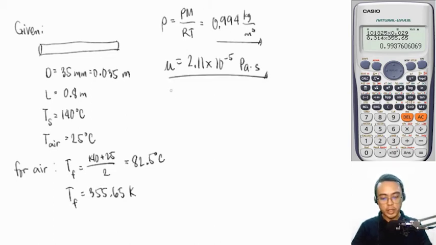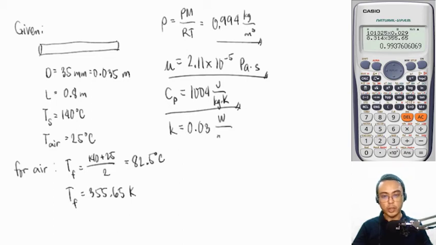Next parameter, heat capacity. The heat capacity of air is a little bit tricky to solve coming from our handbook because it is given as a function of hyperbolic sine and hyperbolic cosine. So if you can devise an Excel spreadsheet program that will give you the physical properties of fluids when you enter the absolute temperature, that will be very helpful to you, okay? For air at the film temperature, the heat capacity is 1004 joules per kilogram per Kelvin. Lastly, at our film temperature, the thermal conductivity of air is 0.03 watts per meter per Kelvin.